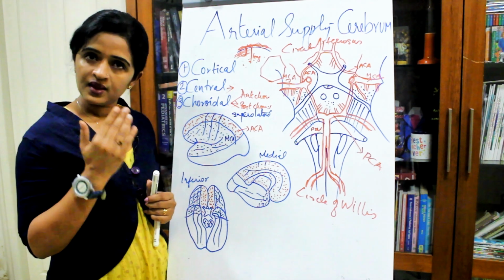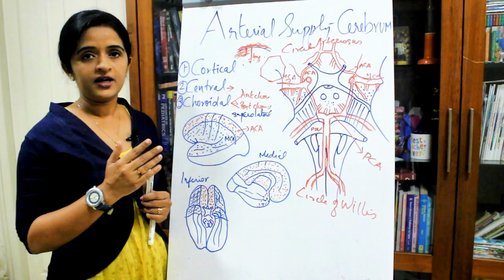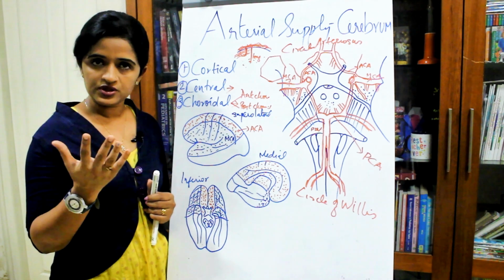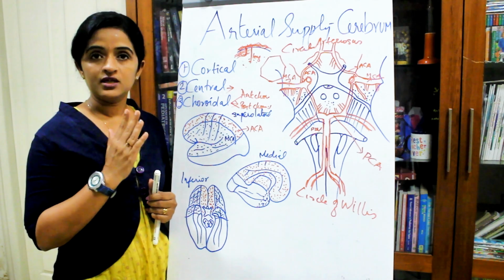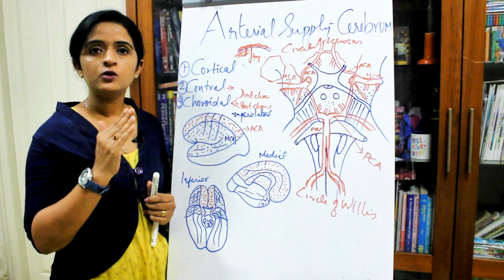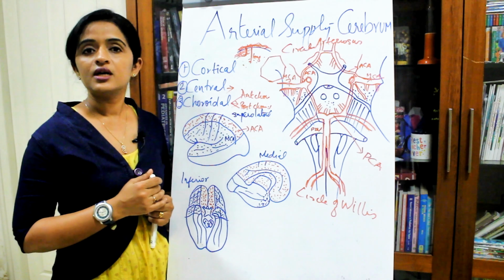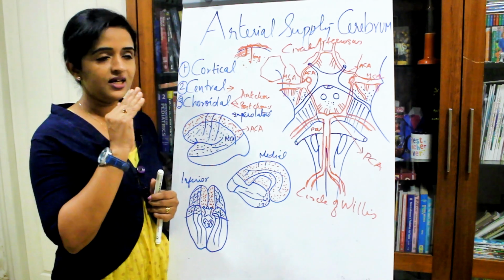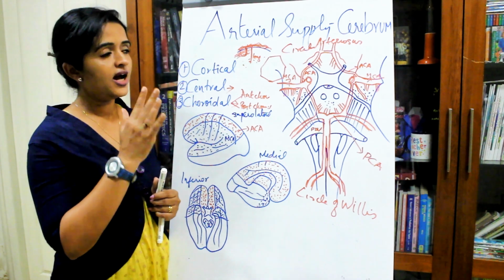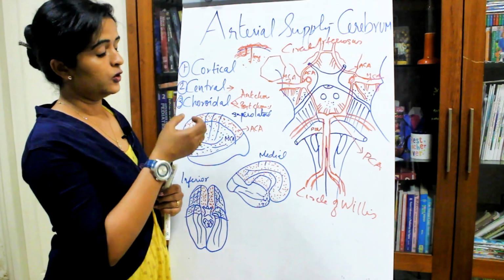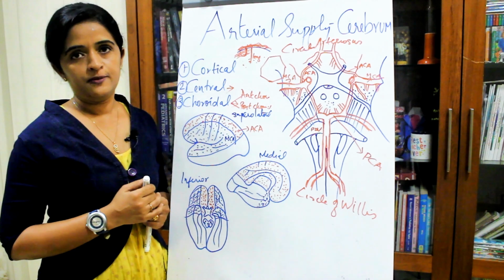So the dura, arachnoid and pia. These are the three coverings: outermost dura, middle arachnoid and innermost pia. Just below the arachnoid you call it the subarachnoid space. It is in the subarachnoid space that you have the major vessels going to supply the cerebrum.